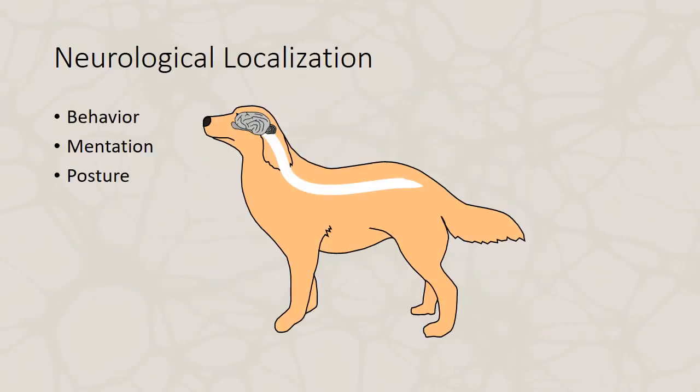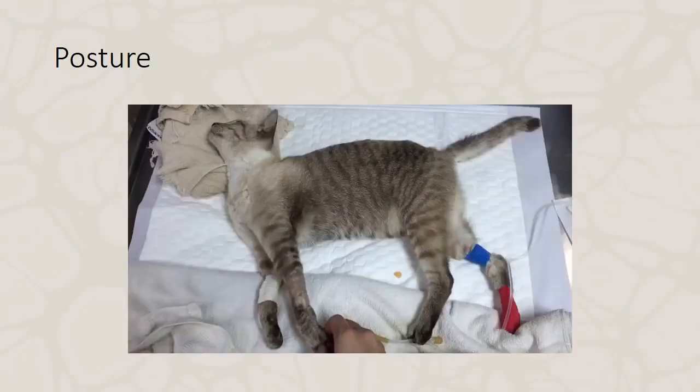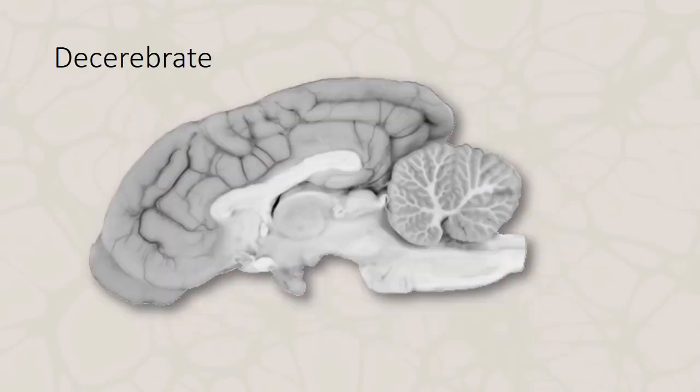When it comes to posture, depending on the posture seen, will depend on localization. So if we have a patient with decerebrate posture, we're thinking about a brainstem localization. Those patients are usually stuporous or comatose and have severe changes in their cranial nerve examination.